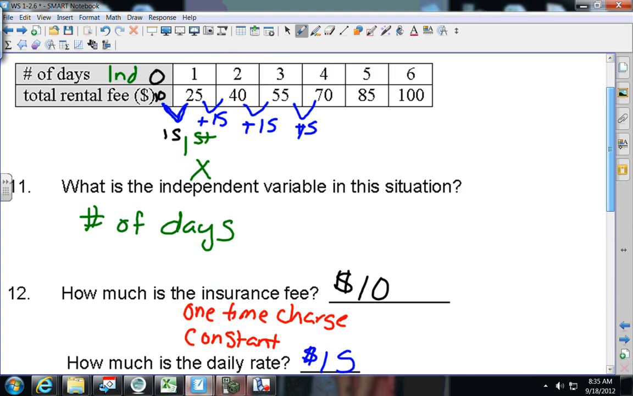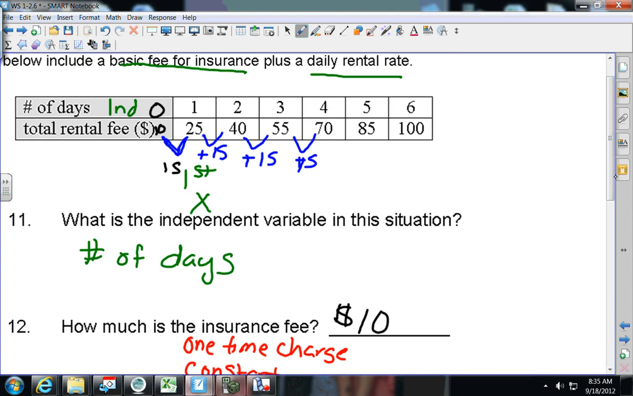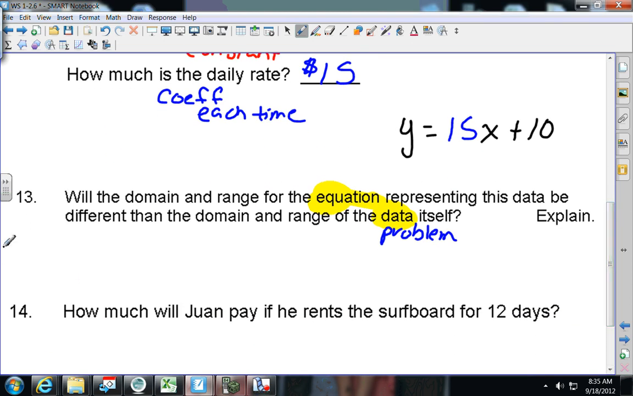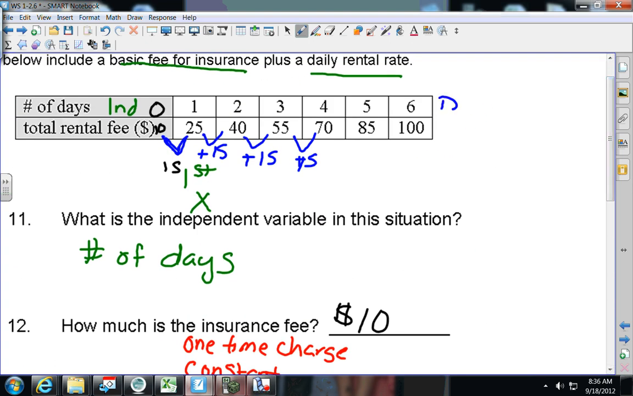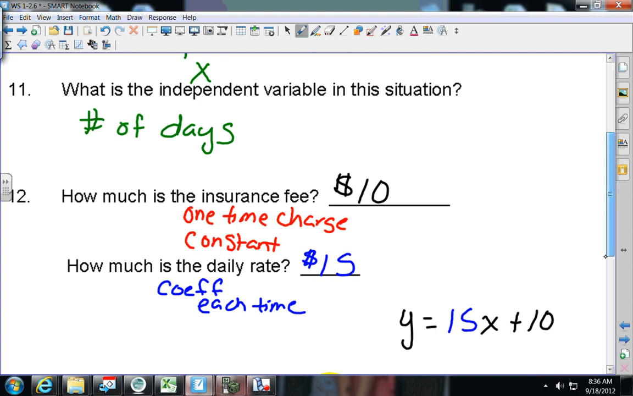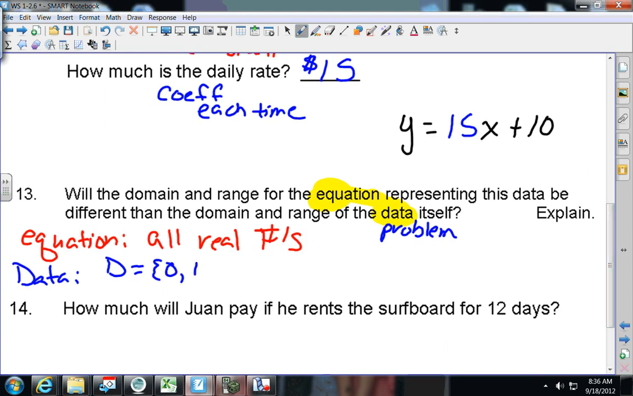Well, first off, yeah, it's going to be different because in the calculator, it's all real numbers. So for the equation, it is all real numbers. For the data, my domain, what does my domain start with? What's my x? This is my domain. I start at 0 and go up 1, 2, 3, 4. 0, 1, 2, 3, dot, dot, dot.